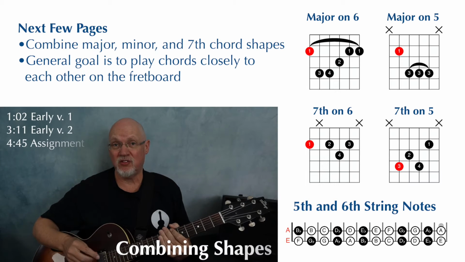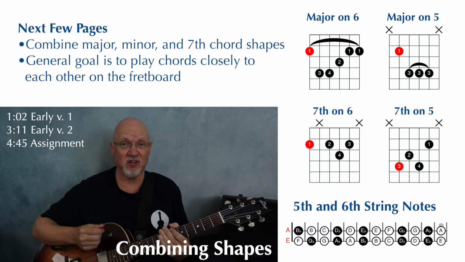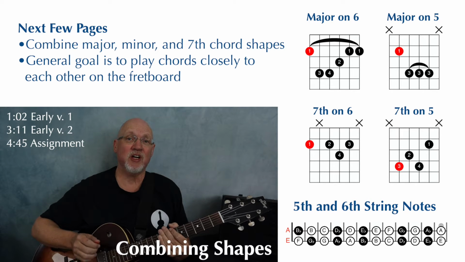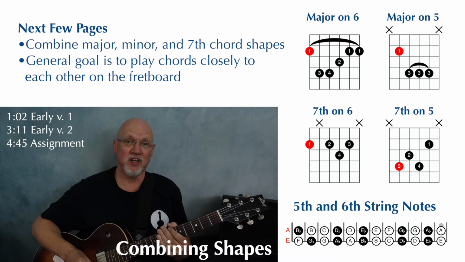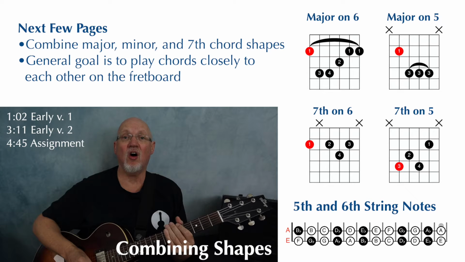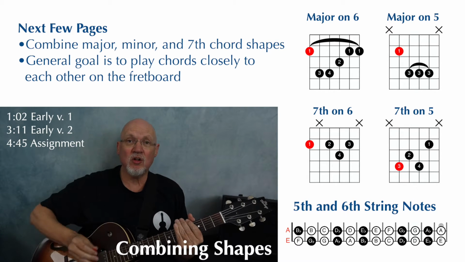Over the next few pages, we're going to be combining movable major, minor, and dominant 7 chord shapes in our songs. One thing we want to keep in mind is to play these chords as close to each other as possible on the fretboard. So we're not going to play all up and down the 6th string and all up and down the 5th string. We're going to be playing back and forth, so we keep them all in the same area of the fretboard.